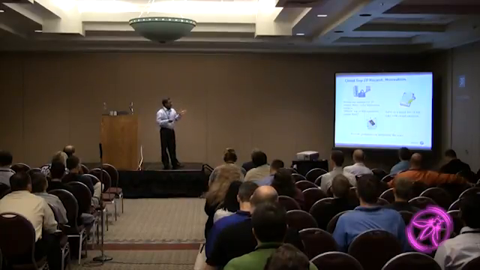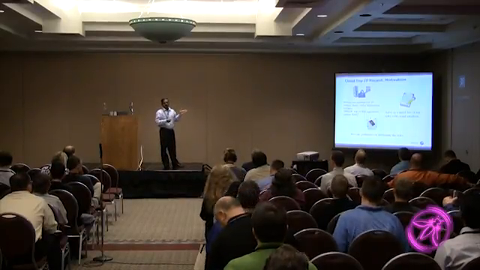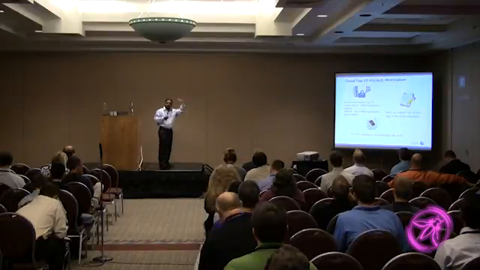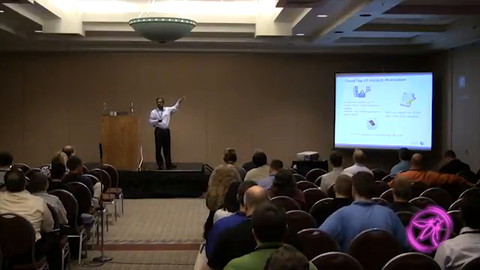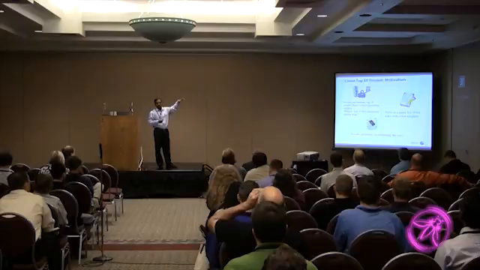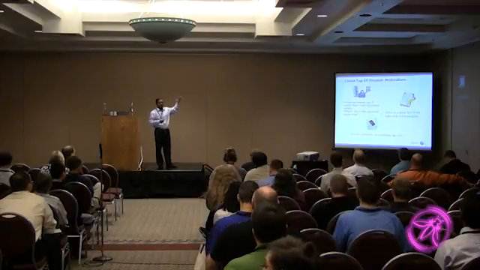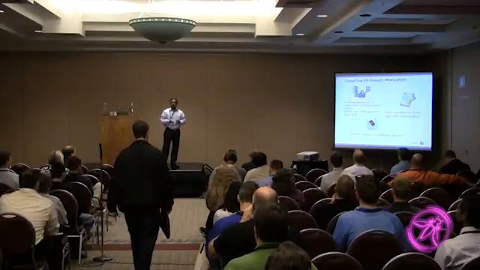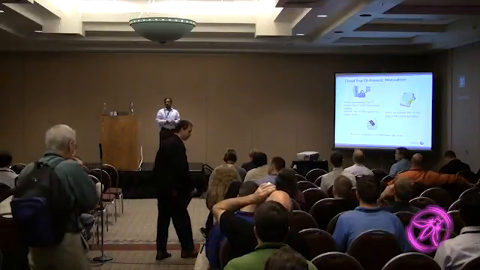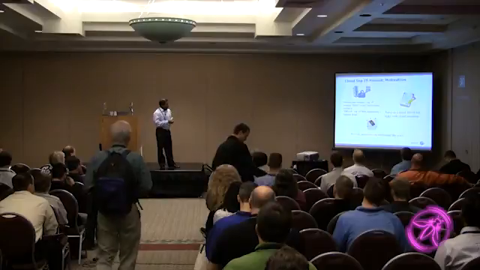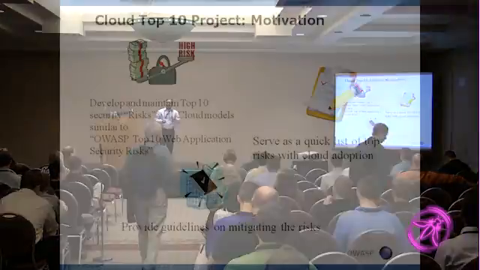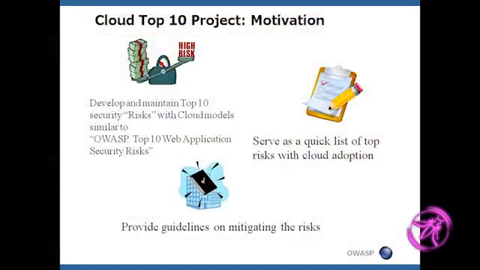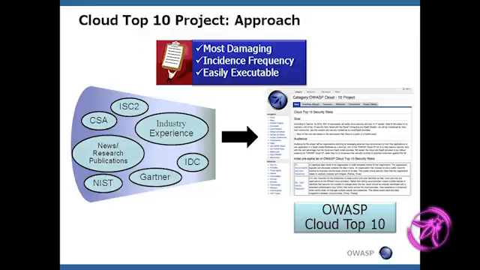We wanted to develop and maintain the top 10 initially within Cisco, and then we thought that we could use this as a reusable document in the industry, and then we approached OWASP, who readily gave us access to create a project and work on that. And not only to come up with a list of risks that we think there are, but also to provide guidelines for potential mitigations for those risks.